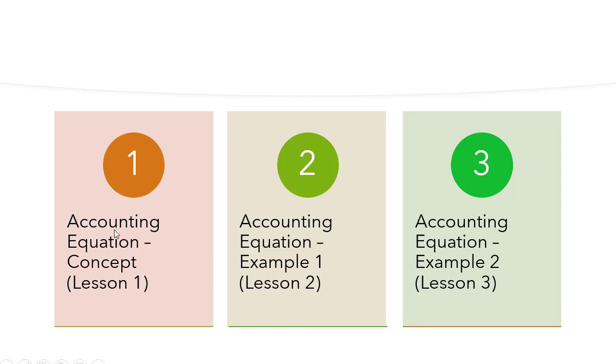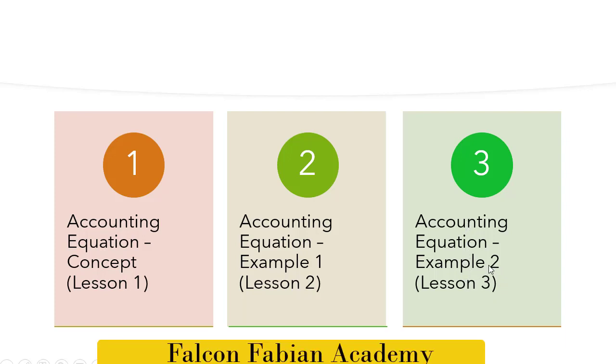In session number 1, I had covered the accounting equation concept, so the whole concept was explained over there. In session number 2, that is lesson 2, a simple transaction was taken and an accounting equation was written for that. And in lesson number 3 or session 3, I had written accounting equation for simple transactions which were on cash. So this is lesson number 4. Here we'll be writing accounting equation for cash and credit, both the transactions.